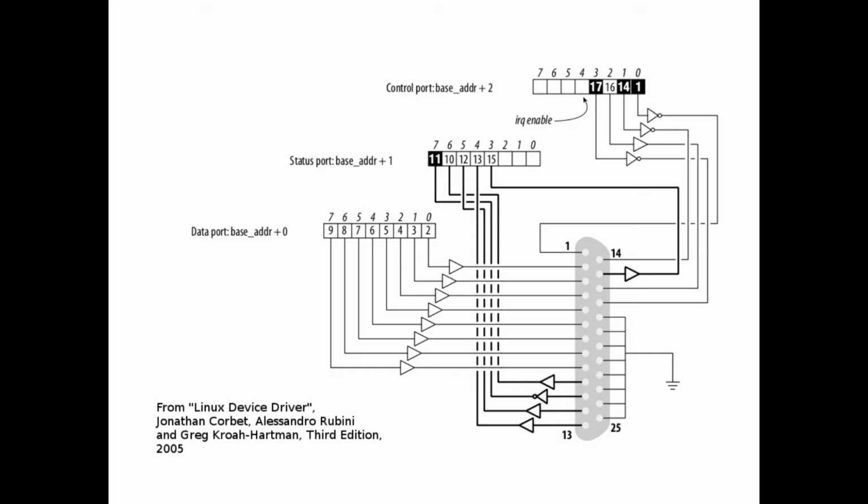Now let's configure parallel port. There are 3 registers: data, status, and control register. Each of these registers has an address. Base address corresponds to data register. Base address +2 corresponds to control register. To enable interrupts, we have to set bit 4.